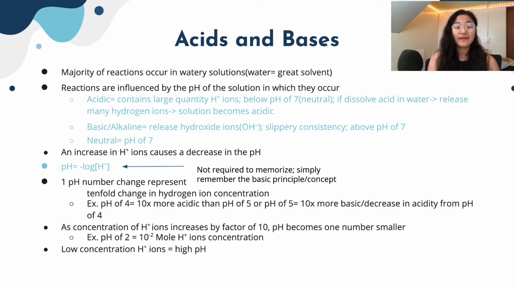As the concentration of H+ ions increases by factors of 10, pH becomes one number smaller. For example, a pH of 2 equals 10 to the negative 2 mole H+ ion concentration. A low concentration of H+ ions equals a high pH.